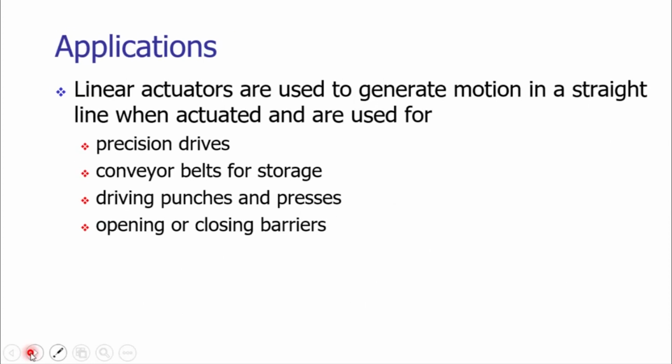Overall, we can say the linear actuators have many applications in getting the precision drives to operate the conveyor belts, which may be utilized for the storage application or the conveyance application. We can utilize the linear actuators for driving the punches and presses in mechanical deformation applications. The linear actuators are utilized for opening and closing the barriers in the safety applications as well.